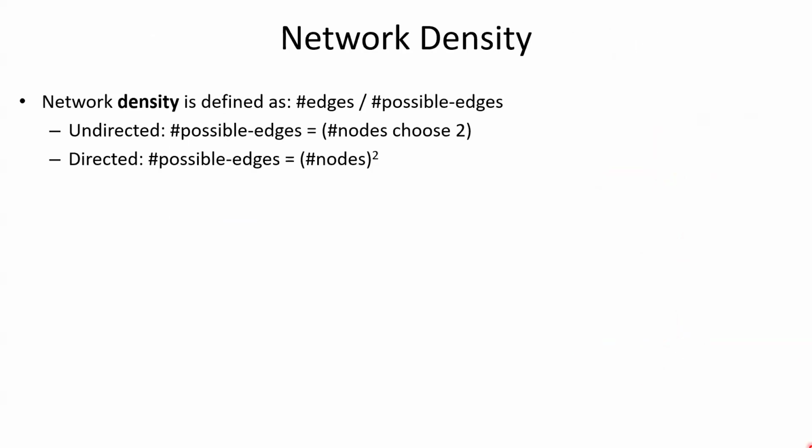One common network feature is this idea of network density, and it's actually really important when thinking about how to analyze a network, how dense it is. So network density is simply defined as the number of edges in the network divided by the number of possible edges. In an undirected network, the number of possible edges is the number of nodes in the network, choose 2. In a directed network, the number of possible edges is simply the number of nodes squared.